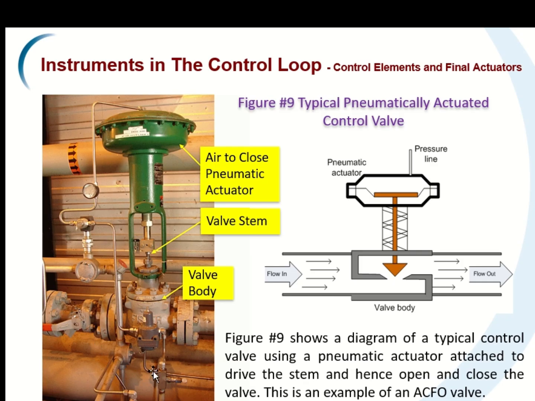So this is just a physical representation of how the valve body looks, with the valve stem and air to close pneumatic actuator. This is the pictorial representation: the diagram of a typical control valve using a pneumatic actuator attached to the drive stem, and hence opening and closing the valve. This is an example of air to close, or fail open. You can see the instrumentation tube here. If air is gone, it opens. So it is making it close, air to close.